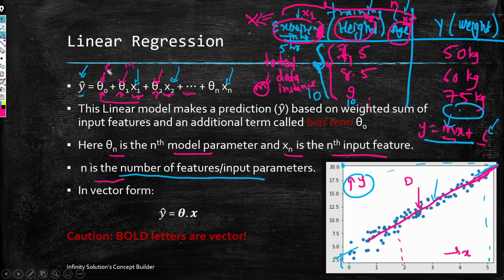So can I write this in vector form? Please note that bold letters are vectors here. So can I say that this and this are vectors?